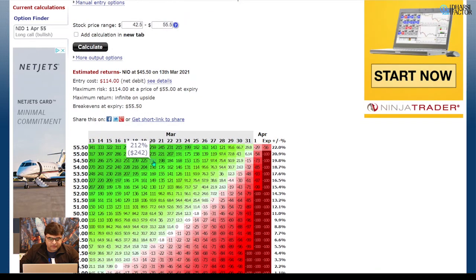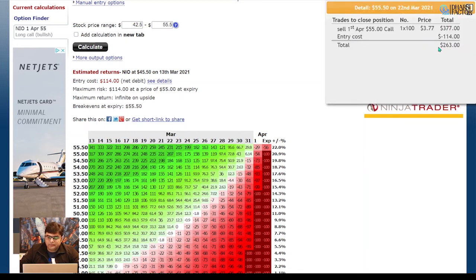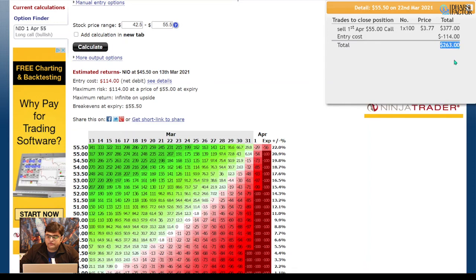Now if my assumption is correct, and I have taken the price for 1st April, $55. If that price hits by 22nd, I'll be up approximately $263 on this one, other than my investment, which was $114. The total which I'll be earning is $377 minus the entry cost, which is like a nominal price we are paying to buy the option, 114. The profit we are making is $263 on this particular contract.